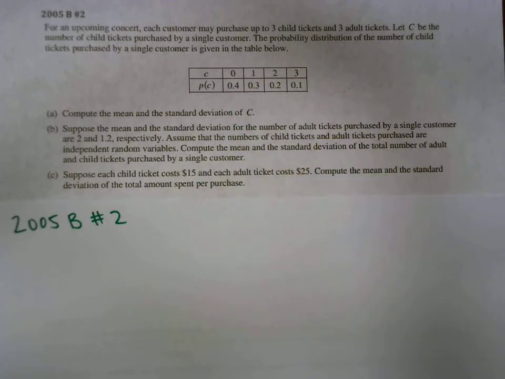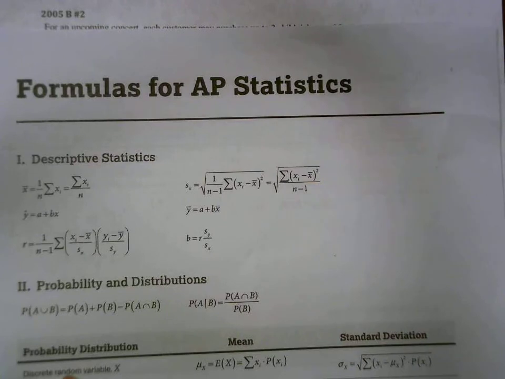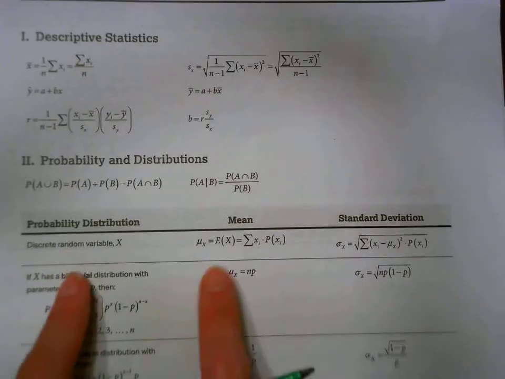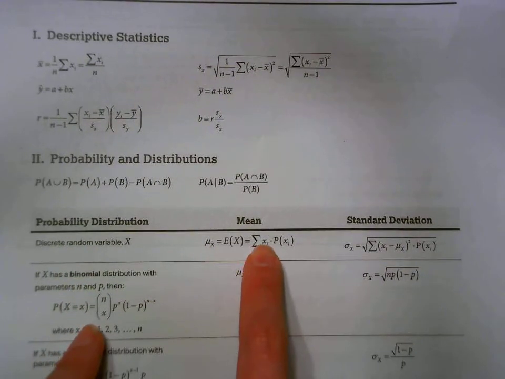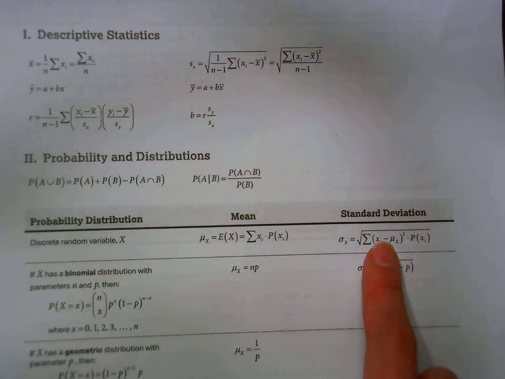So if you were going to do mean and standard deviation by hand for a discrete random variable, you would use this formula for mean. You take each observation and multiply it by its probability and add them all up. That one's pretty easy to do by hand. Now this one you can do by hand, but it's a lot more work and takes more time.